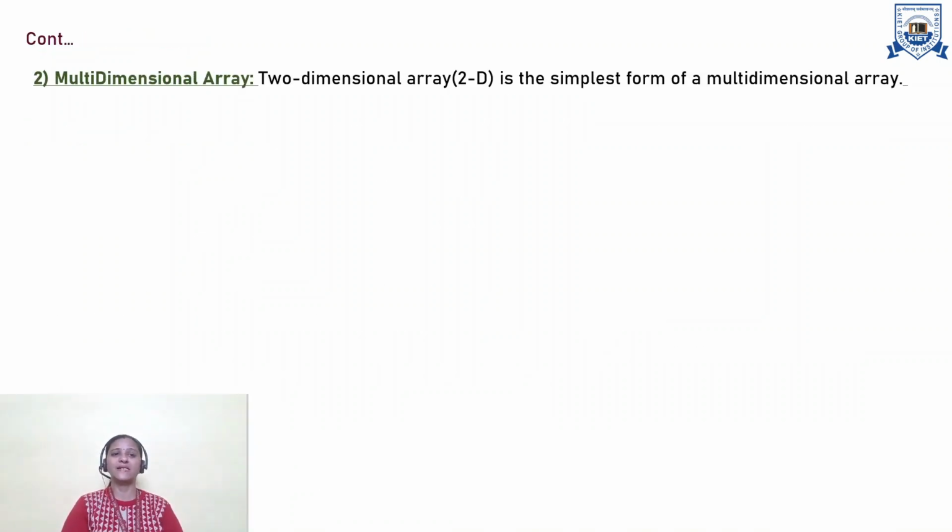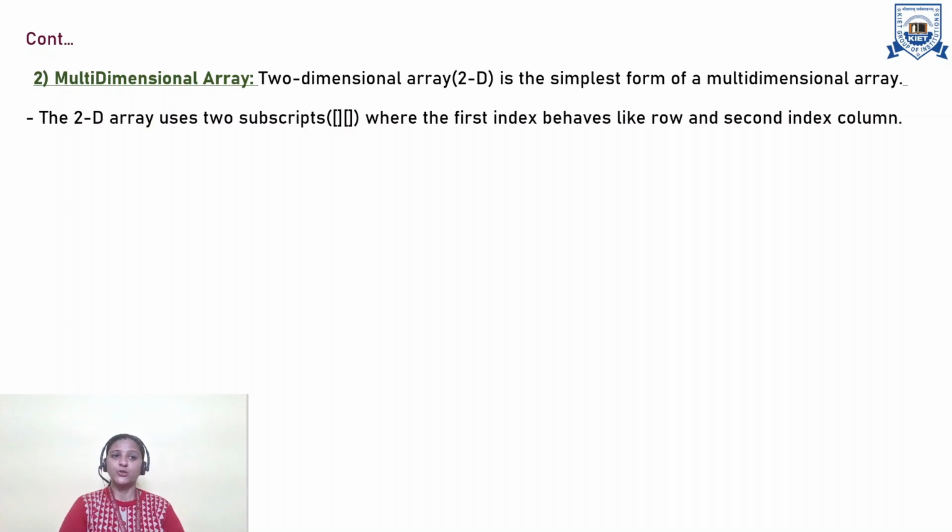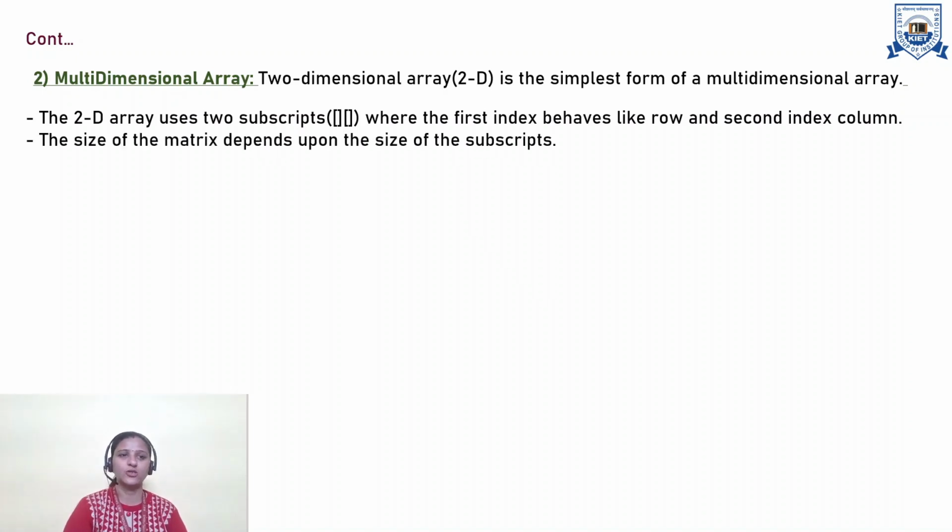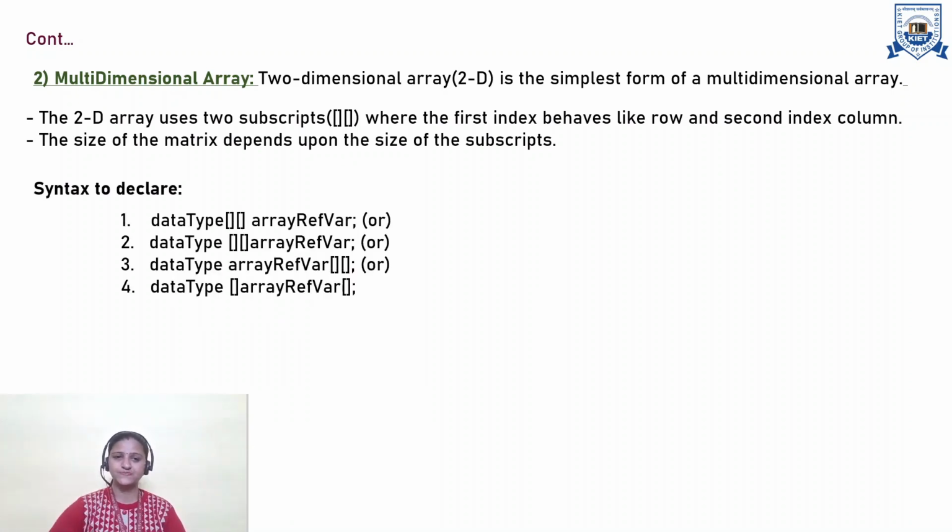Now the next one is the multi-dimensional array, which is also known as the two-dimensional array, 2D, and it is the simplest form of a multi-dimensional array. The two-dimensional array uses two subscripts, where the first subscript behaves like a row, and the second behaves like a column. The size of this matrix depends upon the size of the subscripts.